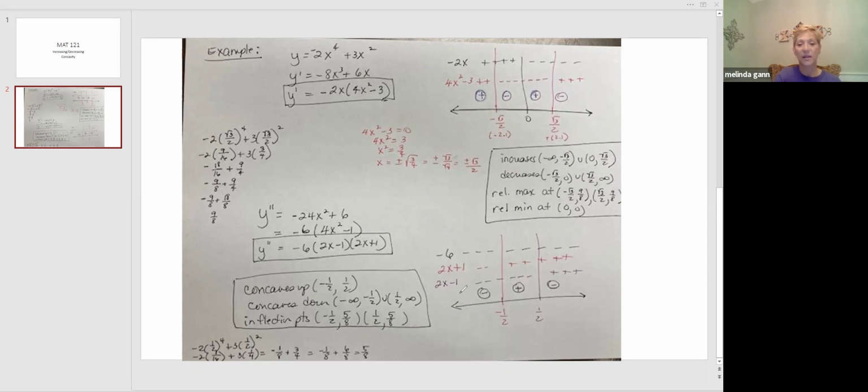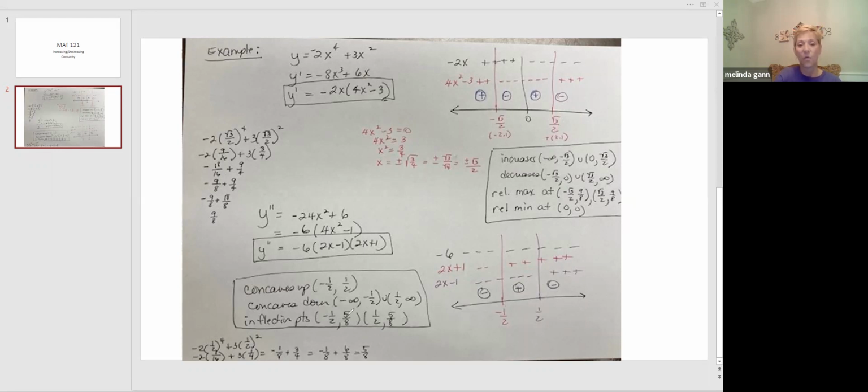So it concaves down until I get to -1/2. So negative infinity to -1/2, union, which is "or", 1/2 to infinity. Now, inflection points are where the concavity changes, if there's a point there. So it changes from concave down to up right here. So -1/2 comma something might be an inflection point. And then it changes from concave up here to concave down. The change occurs right there. So at 1/2 comma something.